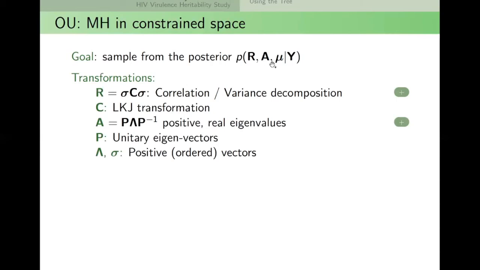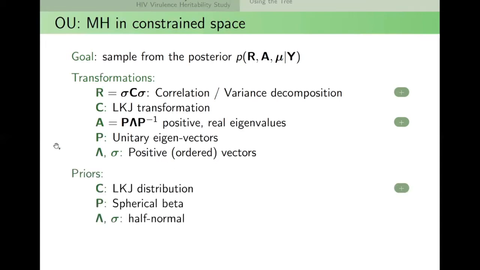And for the A matrix, so the selection strength matrix, assuming you have this kind of decomposition, then P are just unitary eigenvectors, and this is easy to sample from since they live on a sphere. And all these other parameters are just positive, and possibly ordered for this lambda to ensure identifiability, and these are easy to sample from. And this transformation here also gives you a nice prior distribution for the correlation matrix.